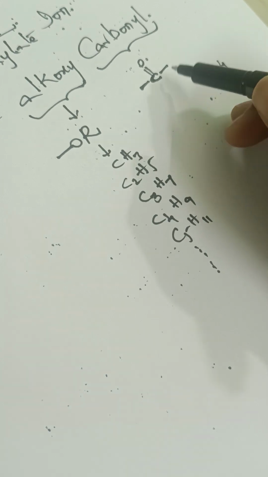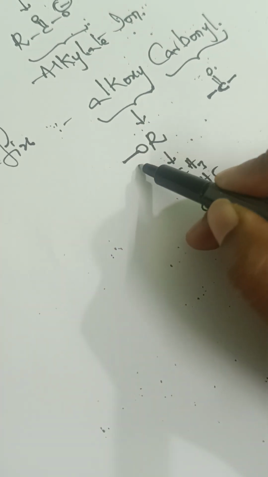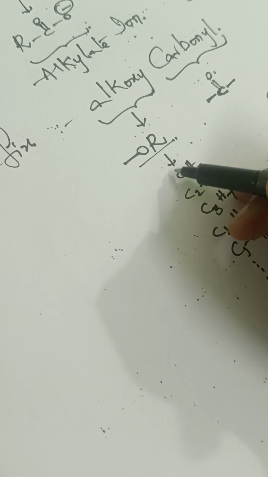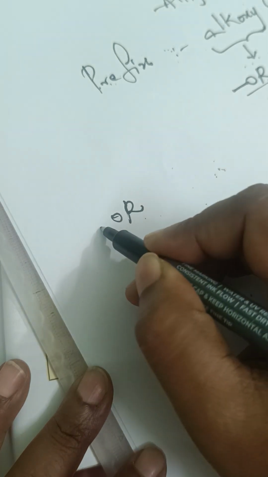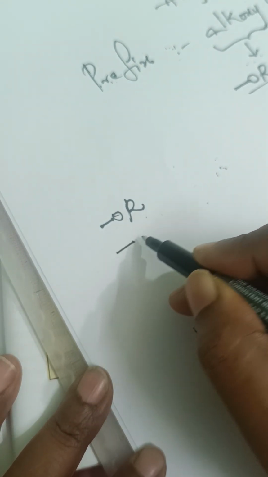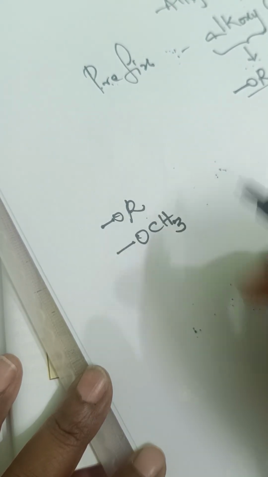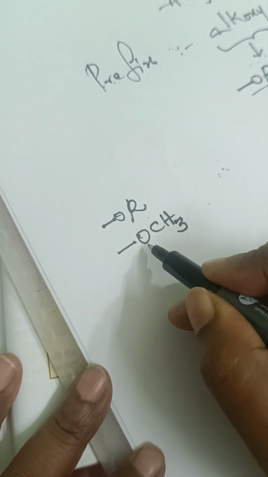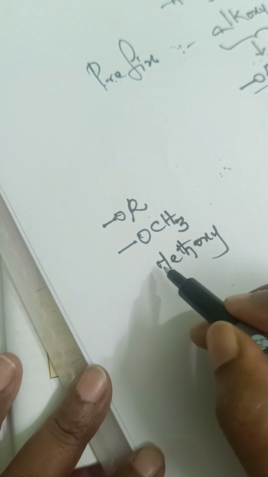So this is the carbonyl group and this is the alkoxy group. If I take the methyl group in the place of R in OR, I am substituting methyl in R. The name for this will be methyl plus oxygen, methoxy. The name of this group is methoxy.